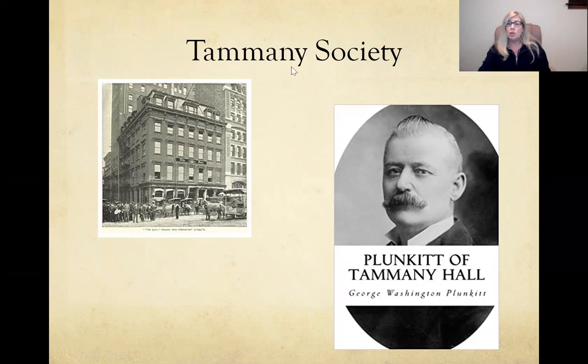So anytime you see mention of Tammany, that's talking about the political machine, the organization with the party boss at the top and all of these other networks of people connected to the party boss. That's the Tammany Society, and they would have their meetings where the ward bosses and the precinct captains would all work together here in the Tammany Hall. That was the organization of Tammany Society.